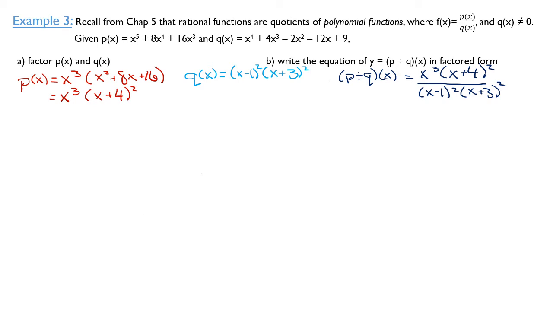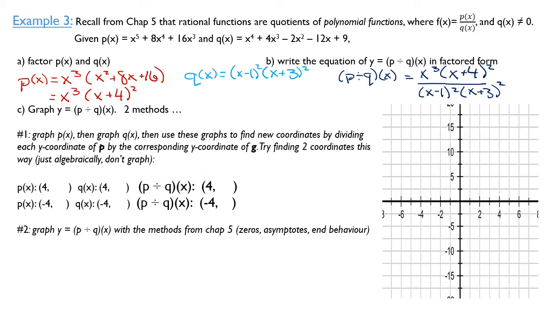So here comes part C. This is the big part here. We're going to graph P divided by Q at x, and we have two methods here. Let me just go over both of them slowly. So patience, please. First method is to graph P at x, right?